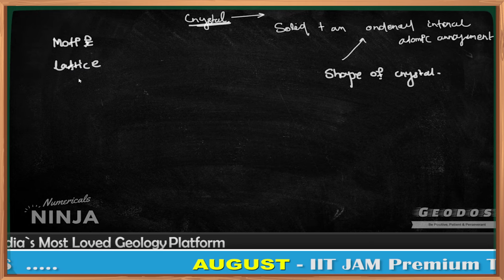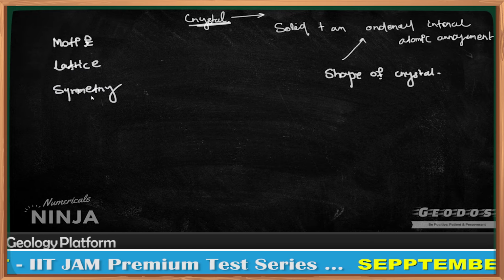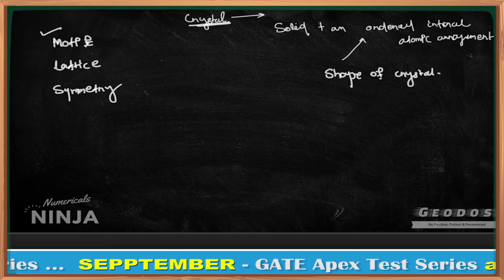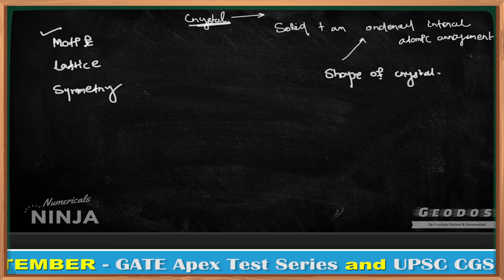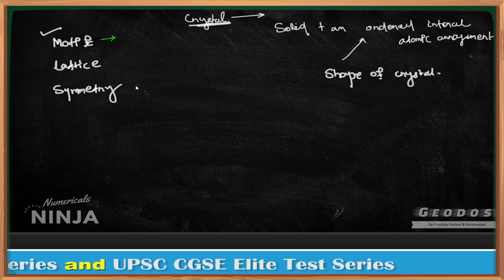Okay, one thing is the motif, another thing is the lattice, and the third thing is the symmetry. These three things you just have to remember. In crystallography, these three things are basically important. So what is a motif?